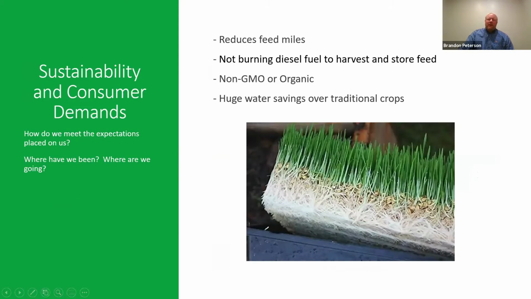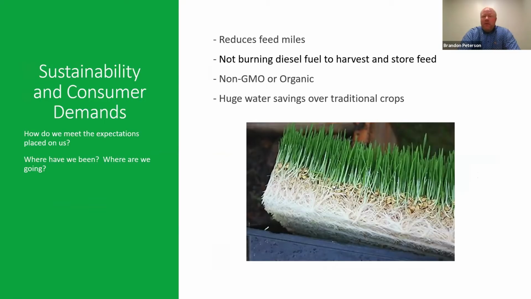So sustainability, to wrap this up here. We're going to tie it all back to what we started talking about. How do we meet the expectations placed on us? Like I said, if you remember your operation in 2010 and where you are today in 2020, think about where you might go in 2030. In these next 10 years, where do you want to take your business, and what expectations will be placed on us by the consumer?